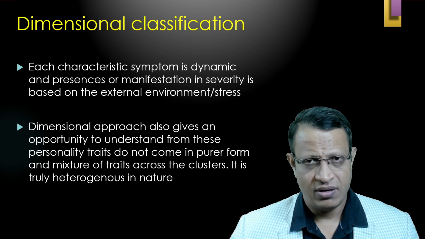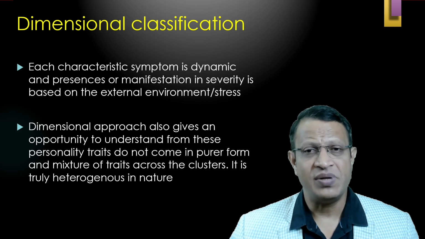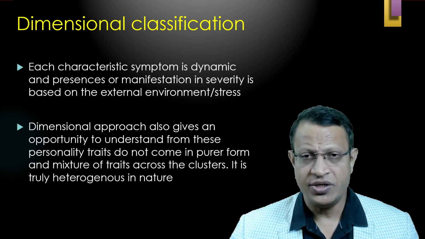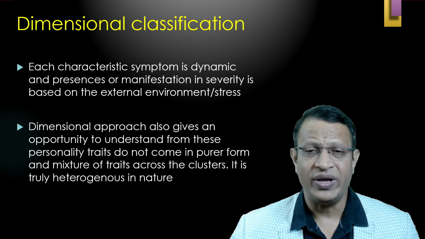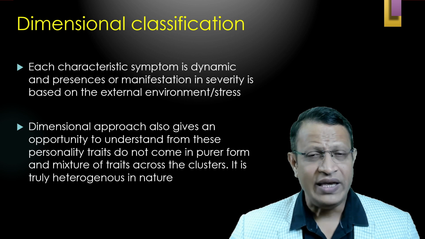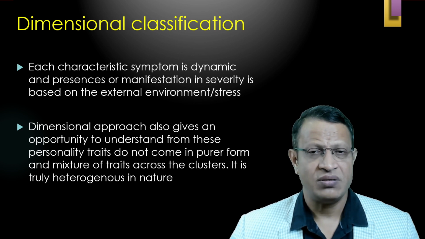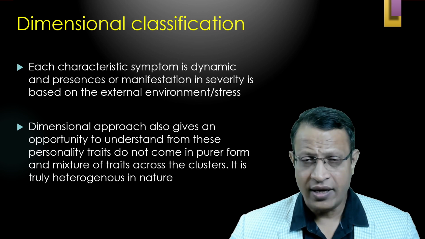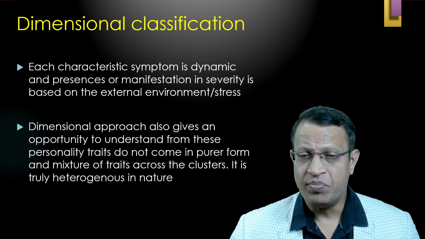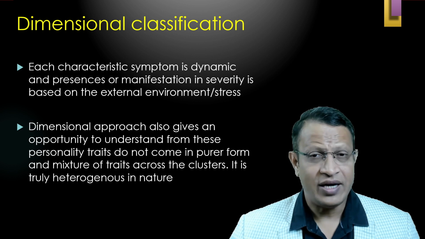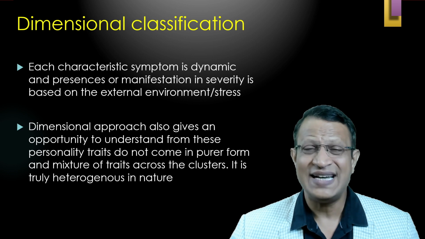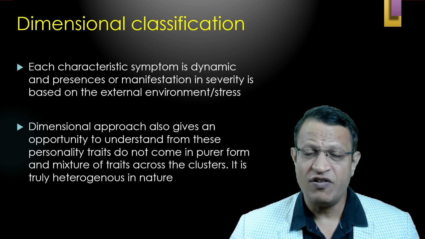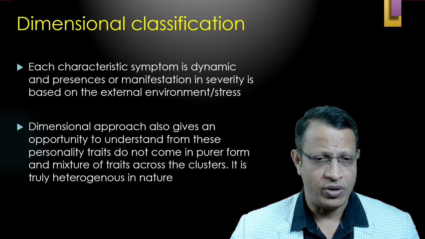Each characteristic symptom is dynamic, and the presence of a manifestation and its severity is based on the external environment and stress. For example, a person may not have impulsivity in a normal condition. Under a highly stressful situation, he may start showing impulsivity. That means even the trait can be expressed under a stressful situation, and he may not show those symptoms of impulsivity in normal times. That means the dimensional approach gives scope for the symptoms to move around. It is a spectrum based upon the environment and stimulation.